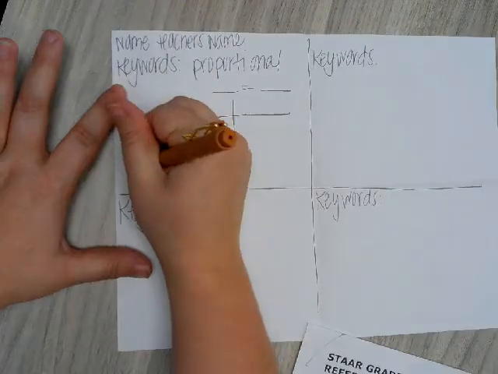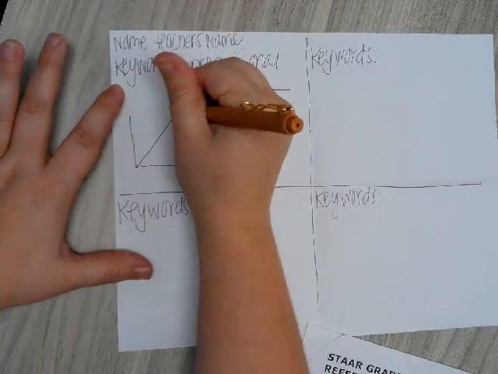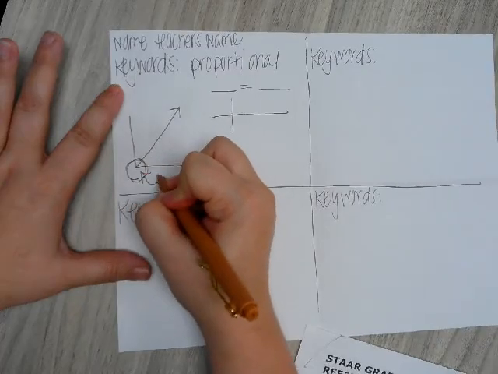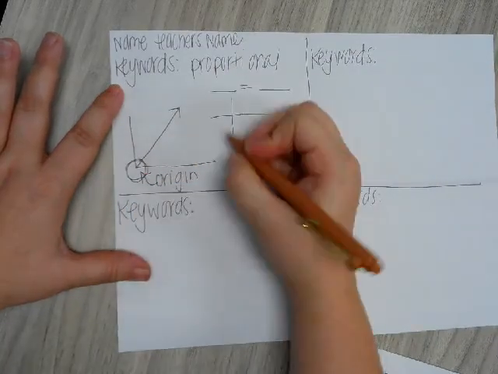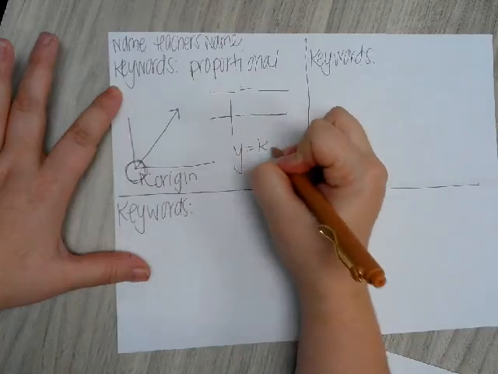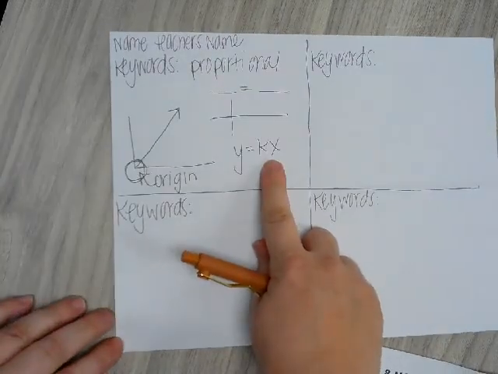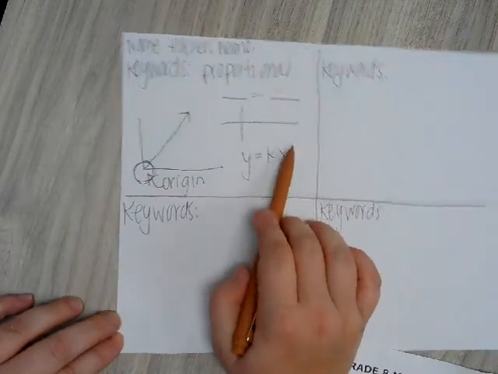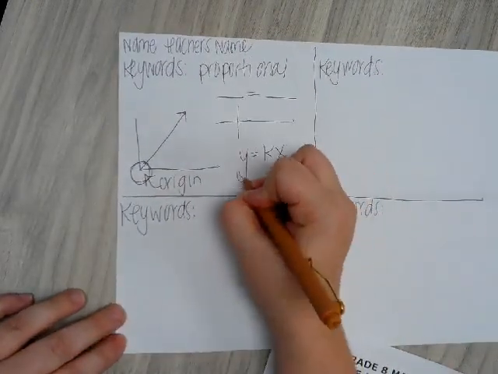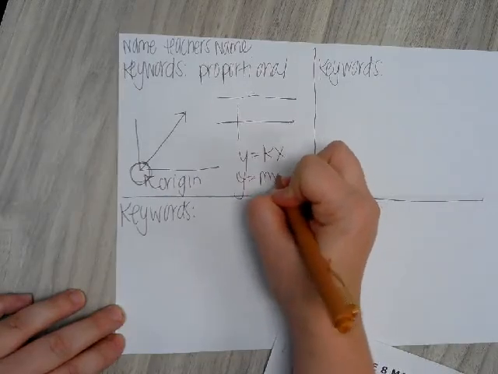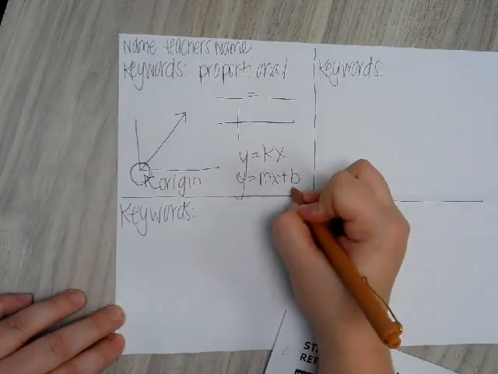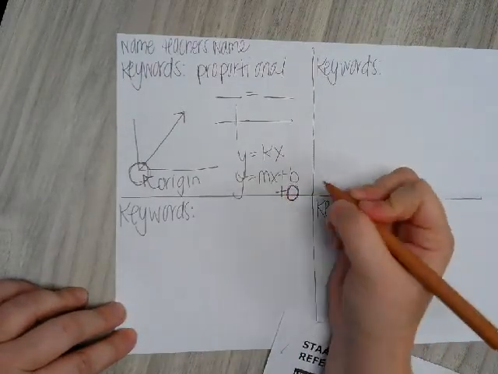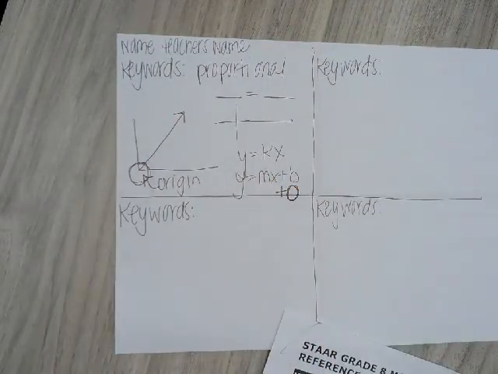But proportional means that your relationship goes through the origin. So you're going to be multiplying or dividing. There's no addition and subtraction with it. Or, you know how we usually have y equals mx plus b? Your b is 0. So you only have an mx.